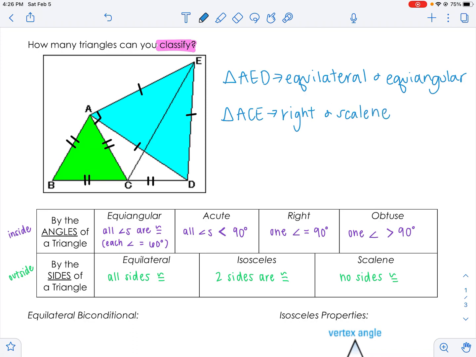Now, there is an isosceles triangle in here. I'm going to give you a minute, see if you could find the isosceles triangle. Hopefully you got this, ACD right there. So there's our isosceles triangle. Now I'm going to ask you this question. Would it be equiangular, acute, right, or obtuse? Go ahead and look at those angles and take a second and think about it.